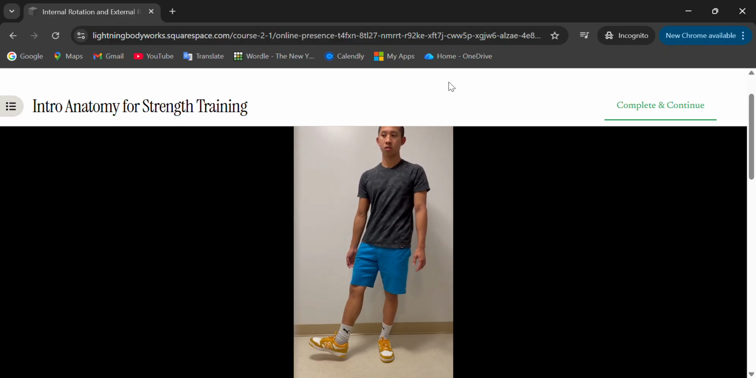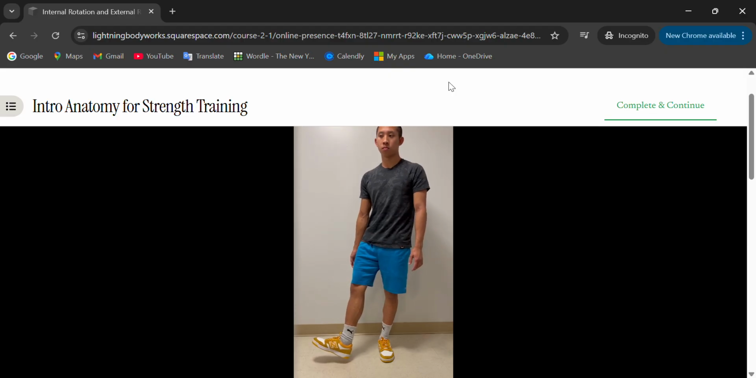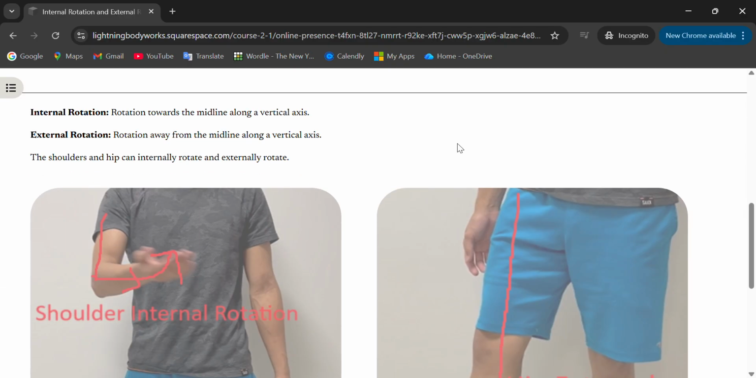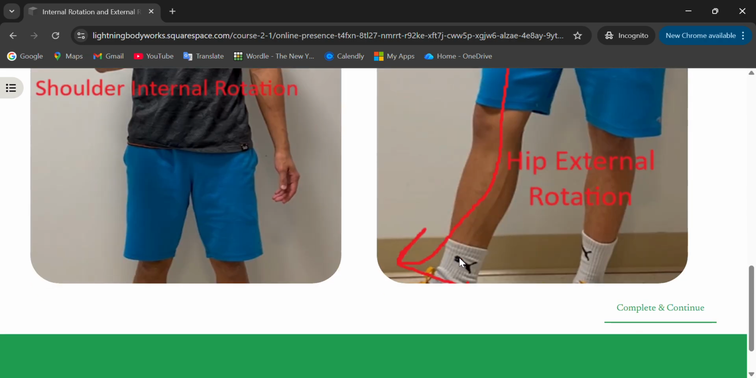So external, away. Your toes are pointing away. Internal, they're pointing in. So internal rotation into the body. External rotation, away.